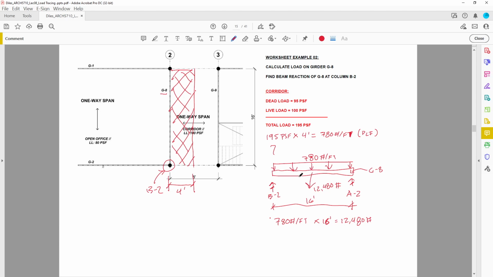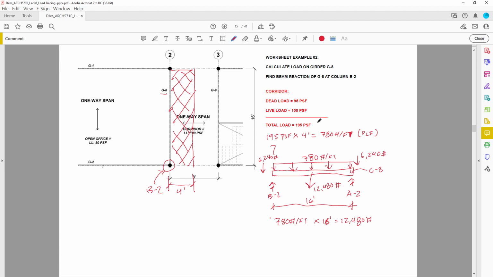Again, we do not need to write our equations of equilibrium because we have just a very simply loaded beam. It's symmetrical on both sides, which means that the beam reaction for G8 at B2 is going to be 1/2 of this load. So that's going to be 6,240 pounds. And on the other side, at A2, we're also going to have 6,240 pounds.